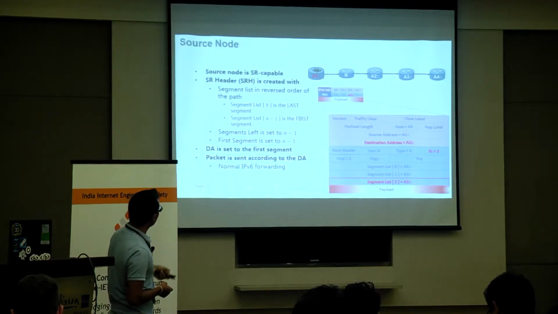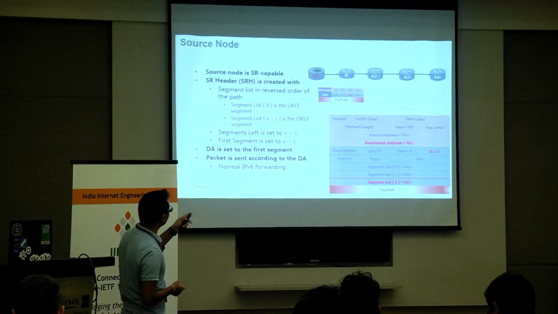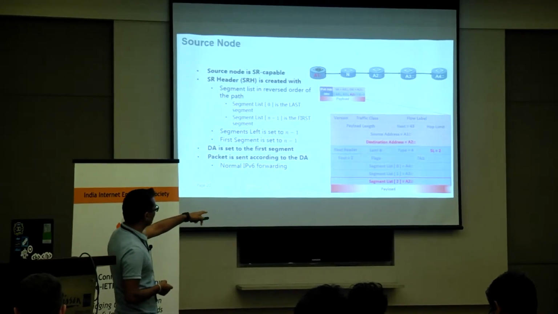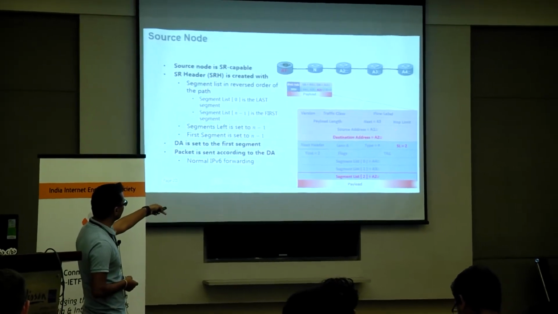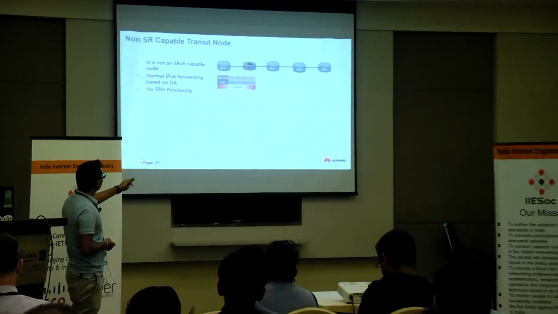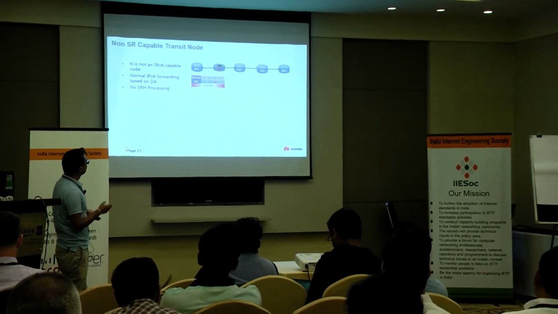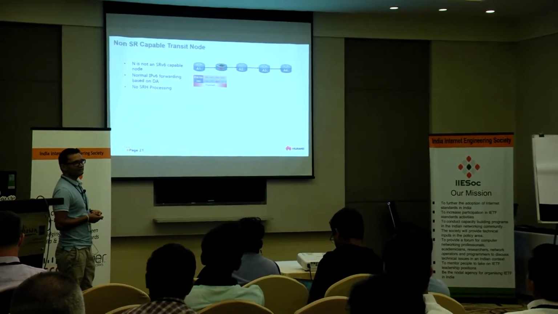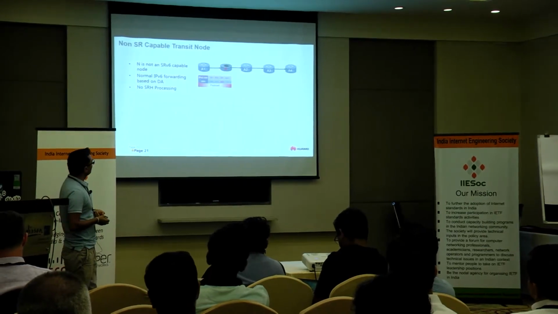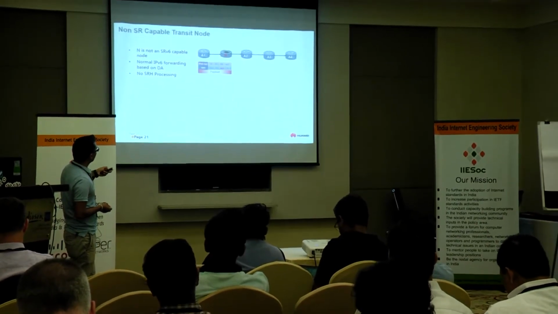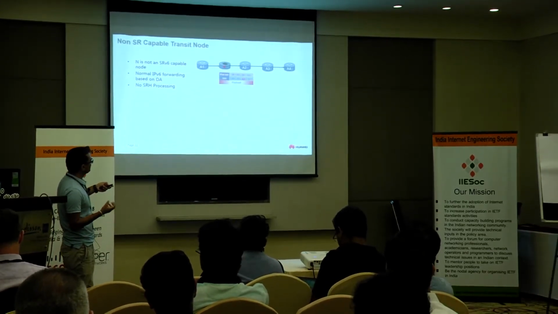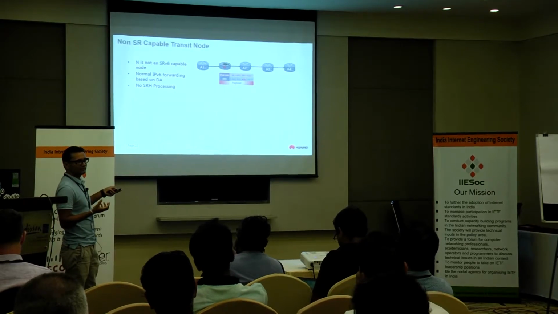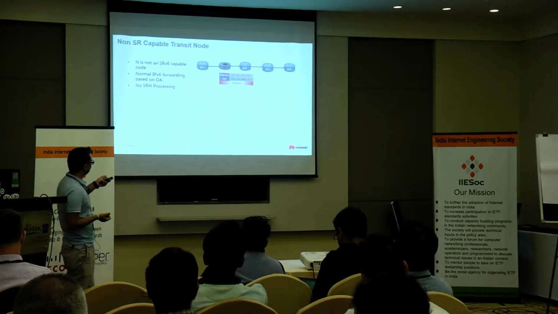The packet is forwarded based on the destination address, which we pick from the segment list. A2 is set as the destination. There is one transit node in between which doesn't support SRv6, so it simply forwards the packet to A2, which is the destination. There is no SRv6 processing here; the packet is just forwarded based on normal IPv6 forwarding.